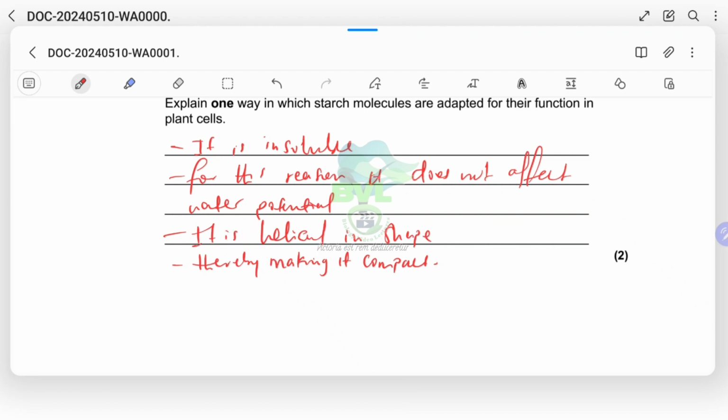Then you can also say, I didn't add that here, that it has a branched chain which makes it easily hydrolyzed. The amylopectin part of starch is branched and makes it easily hydrolyzable, if you get what I mean. So that's just another answer to that. I didn't write that here. Okay.